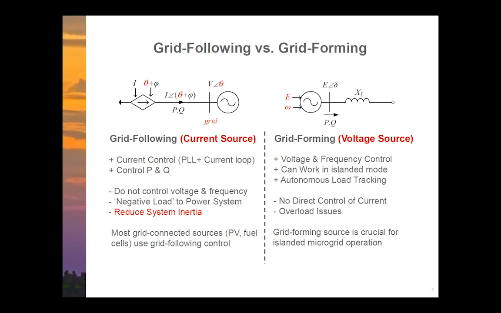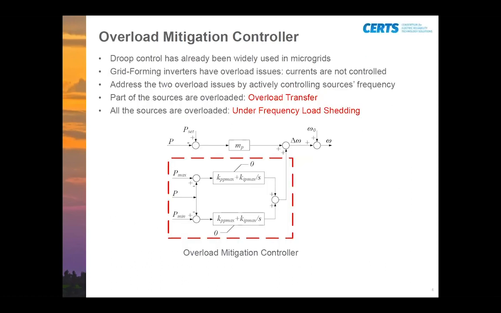This grid-forming inverter concept comes from microgrids. But now people care more about how these grid-forming inverters impact the large-scale power system. Droop control is one of the methods to enable multiple grid-forming inverters to work in a stable manner. It has already been well studied in microgrid research and validated in some microgrid test beds. But today I want to specifically introduce the overload mitigation controller that is used in the SOURCE microgrid.